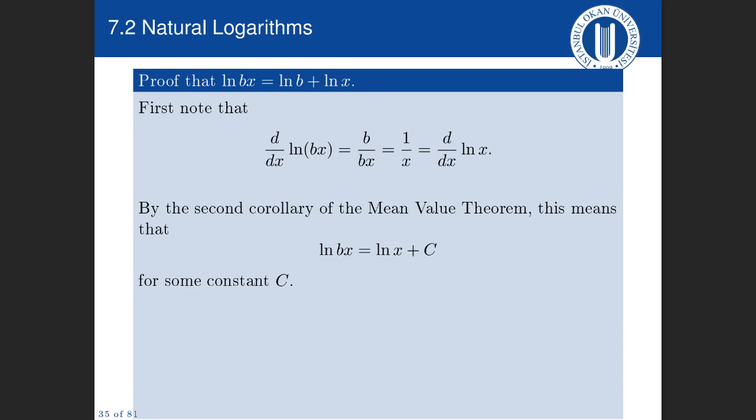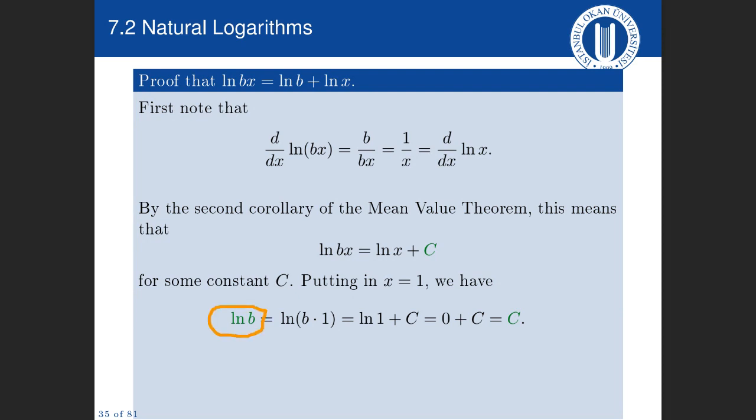But what is this constant c? Well, we can find the value of the constant c by replacing x by 1. Because then we have ln of b multiplied by 1 is equal to ln of 1 plus c. But on the left, it's just ln b. ln of 1 is 0. So on the right, we just have c. So ln b must go in just here. And then we're finished. We've proved the product rule for a natural logarithm. ln of bx is equal to ln x plus ln of b.